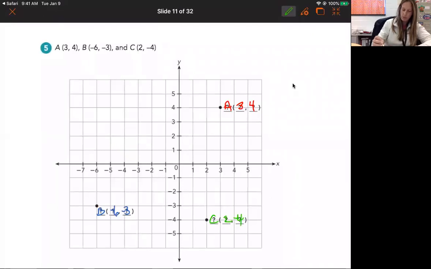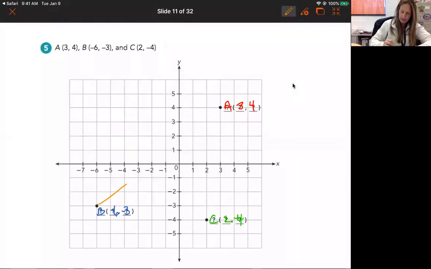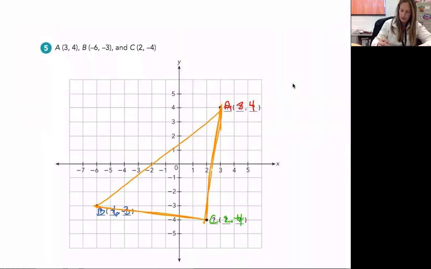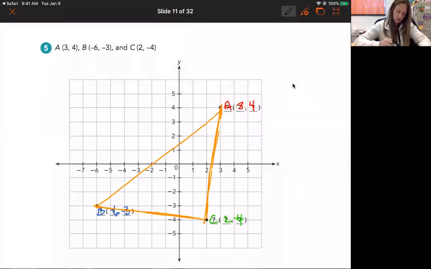So I plotted those points. Now you're going to connect those points, and you're going to classify your triangle here. Now we know it has three sides, so we know that it is a triangle. It has a right angle here, so I know that it is a right triangle.